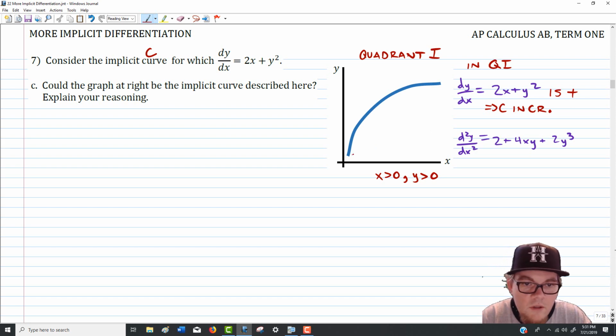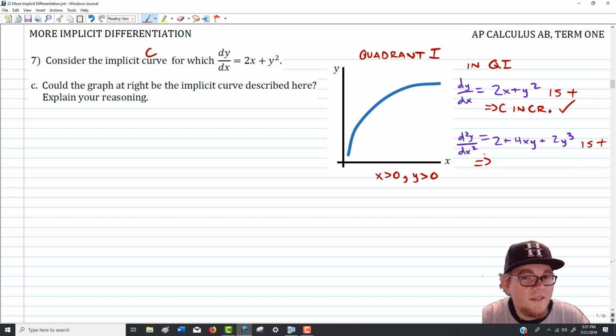Is that true in our picture? Yep, everywhere there has positive slope, so that's a good sign. Looks like this could potentially be our curve. Here's our second situation though. In quadrant 1, 2 plus 4xy plus 2y cubed would be 2 plus a positive number plus another positive number, which means the second derivative is also going to be positive. And if the second derivative is positive, what property does that tell us about a function's graph? Concavity. That means that C is concave up.